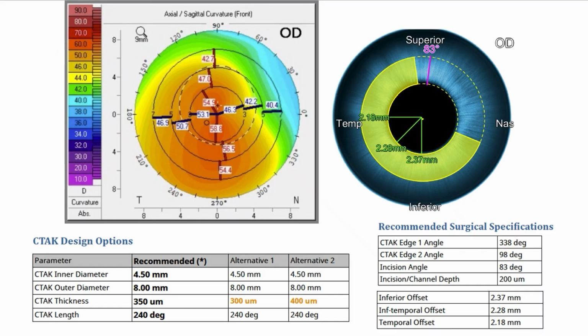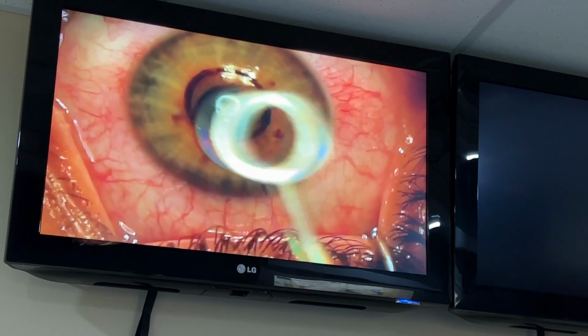So we mark the eye, and once the eye is marked, we're then going to use an optical zone marker. In this case, again, it was a 4.5 inner diameter. So this is just a 4.5 stamp, and it's using those marks that I had made.